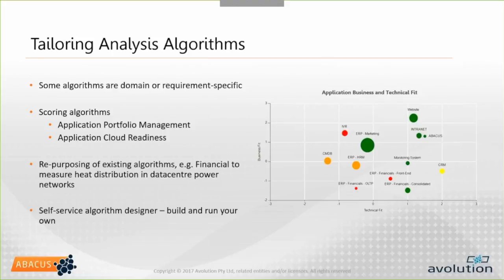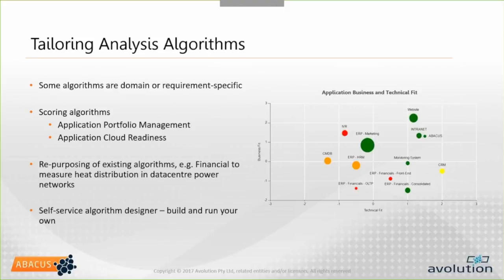So the cloud readiness algorithm works in a very similar way. It uses slightly different criteria based on things like, whether from a business point of view, you can actually push that application out to the cloud if it has sensitive information in. And from a technology point of view, whether the technical platform is something that can be pushed out to the cloud.